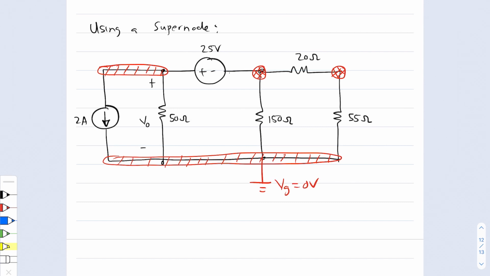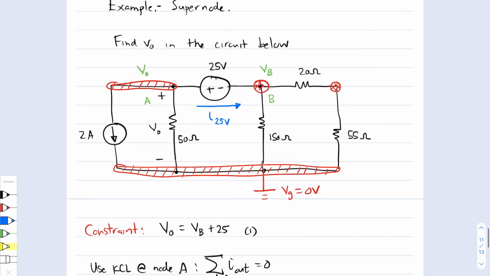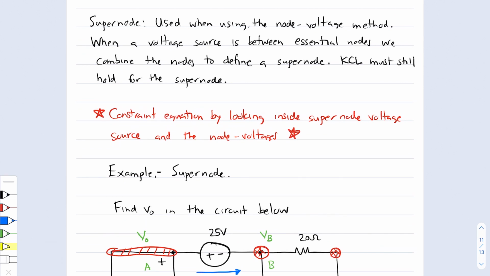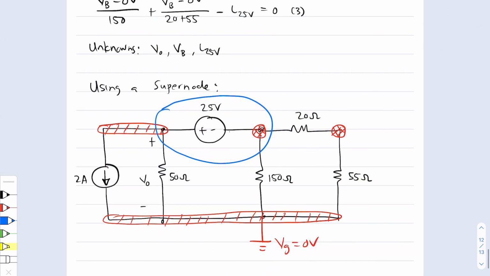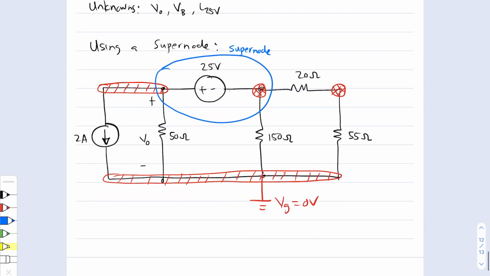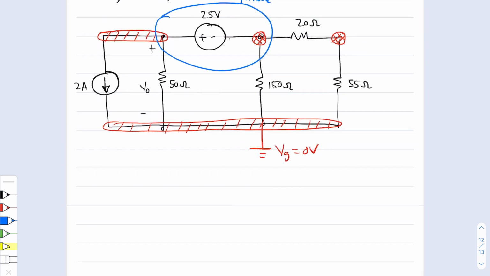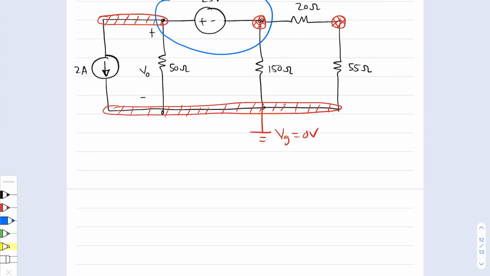Now notice that we can actually combine these 2 nodes into one big supernode because they meet the criteria for supernode. Remember the criteria. When a voltage source is between essential nodes, we combine the 2 nodes to define a supernode. KCL must still hold for that supernode. So right here, I'm going to circle both of these nodes, and I'm going to call this a supernode. And I avoid dealing with what's inside of the supernode for now.